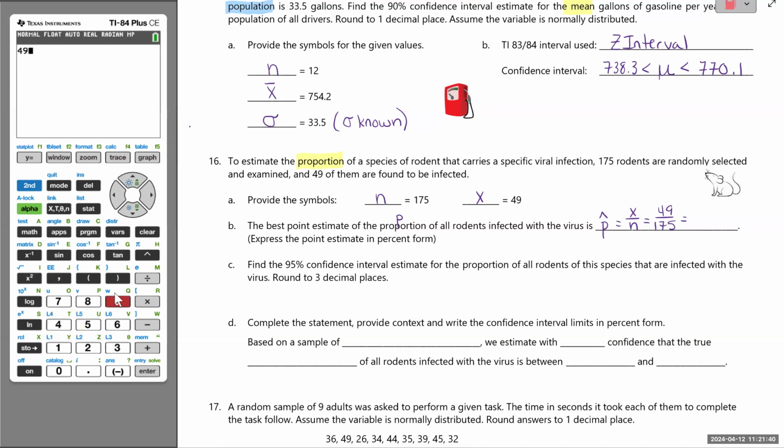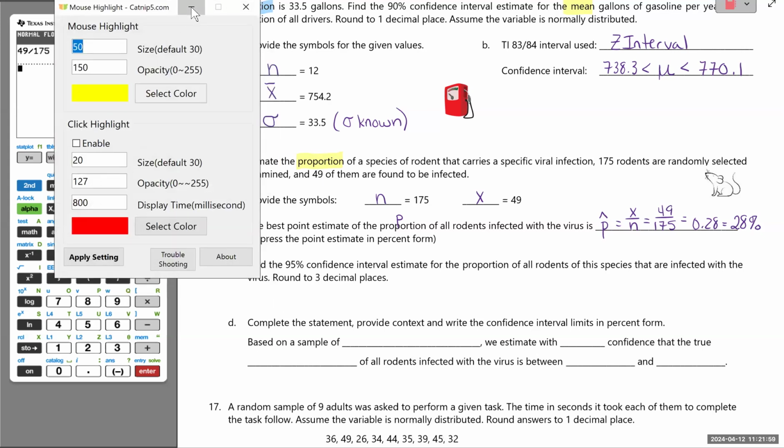All right, so 49 divided by 175, and that is 0.28. And I mentioned there, just to put it in a percent form so we can speak it. So my point estimate is that 28% of the rodents carried the virus.